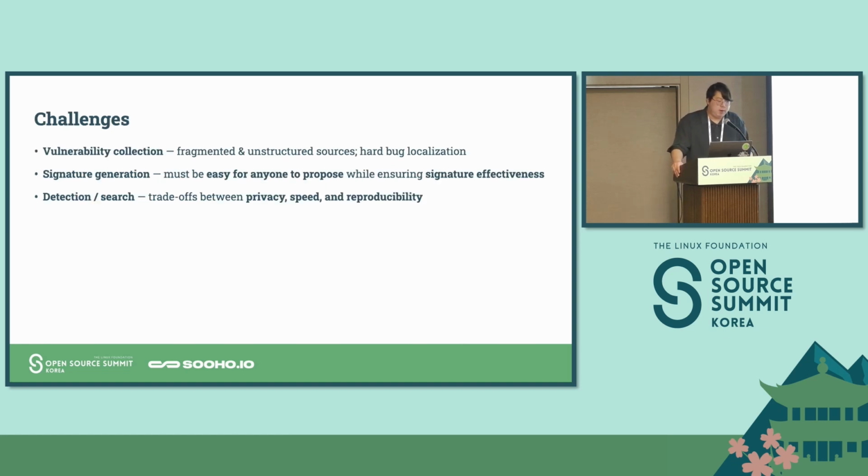And there are three core challenges we are focusing on moving forward. First is collection. Audit and incident sources today are fragmented and spread across different formats and repositories. Second is signature generation. It needs to be simple enough for everyone to contribute, but still powerful and accurate. And the third is detection and search. Here we have to balance between privacy, speed, and reproducibility, so the results can be shared and verified without exposing sensitive code.